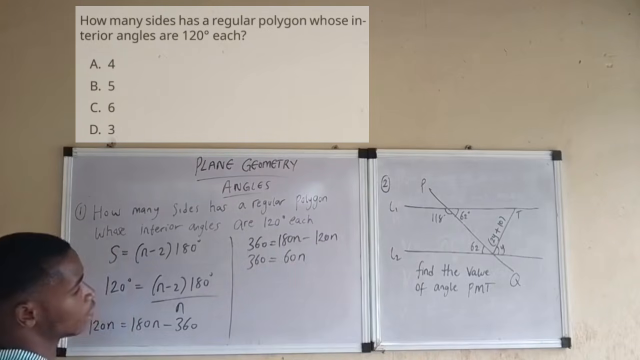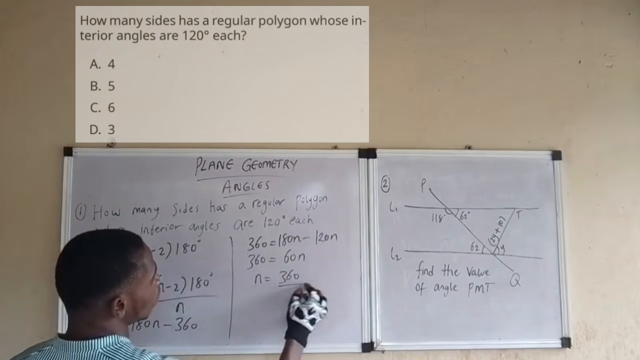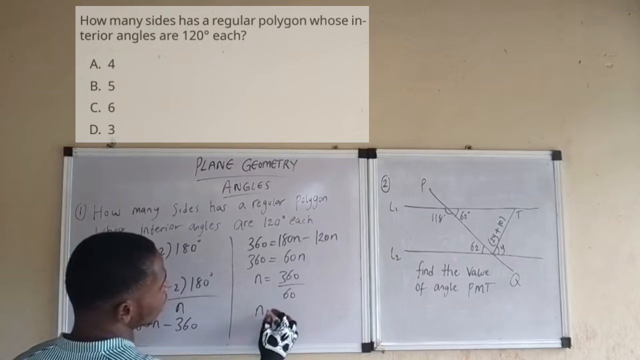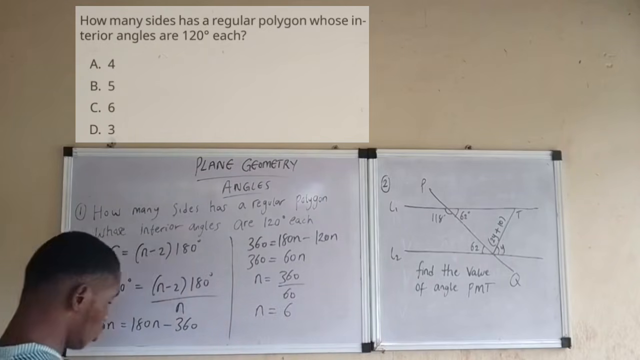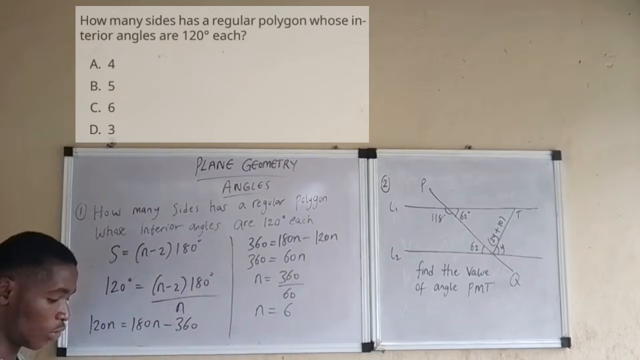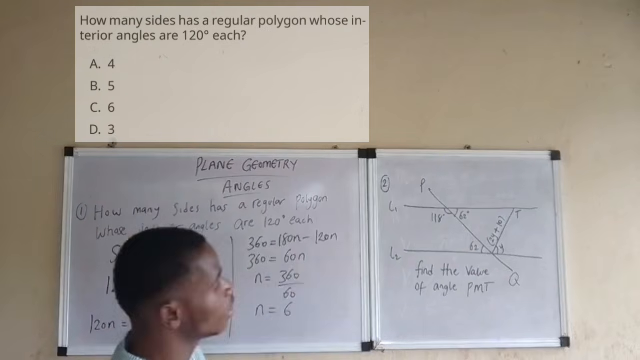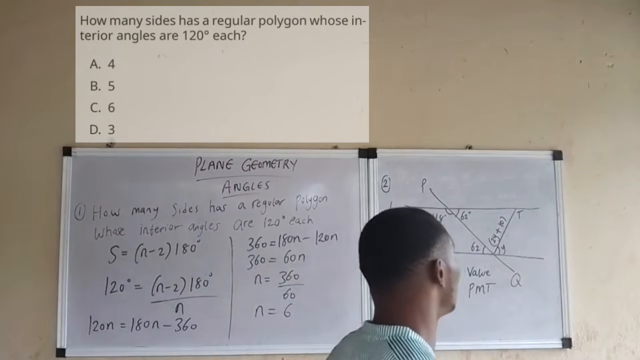60n. Now, if you divide both sides by 60, n is equal to 360 over 60, and n is equal to 6. So, this polygon is a 6-sided polygon. Do you understand? It has 6 sides. Now, let's move on to this next question that we have here.